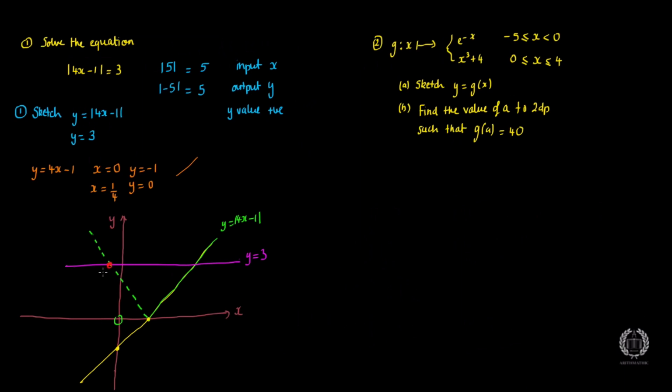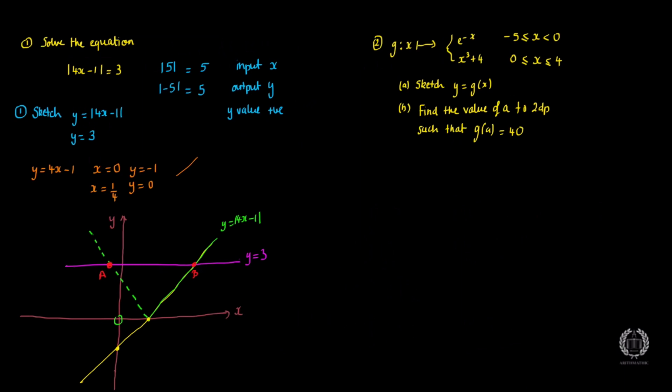One is here, so I'm going to label that as point A, and then the other one is here. And remember what we said at the beginning: you're sketching two graphs and you're going to find the two points where they intersect, and that's going to give you an answer to this question. Basically, these are the two intersection points that you need to find.